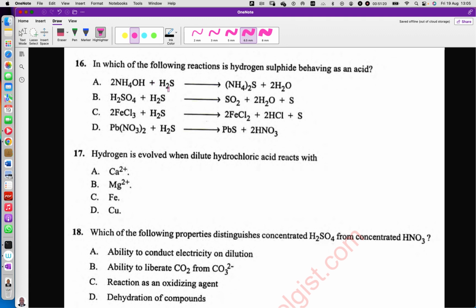it donates all its protons. Here it is acting as an acid. Why? It donates its proton here. How is it donating the protons here? It should be remembered that the oxygen here will provide a pair of electrons, and the two protons will attach themselves there. That's one point. It reacts with this one to form salt and water. That's another point. So this is the only place where H2S is behaving as an acid. So our answer for 16 is A.